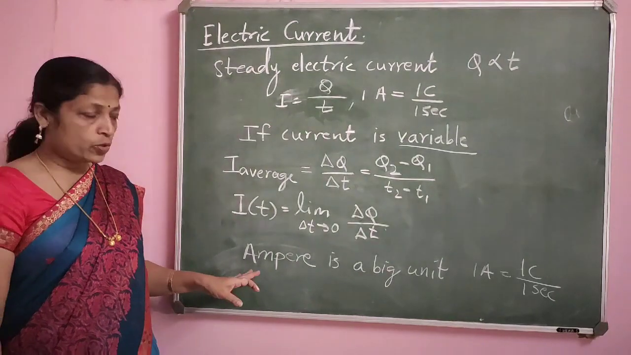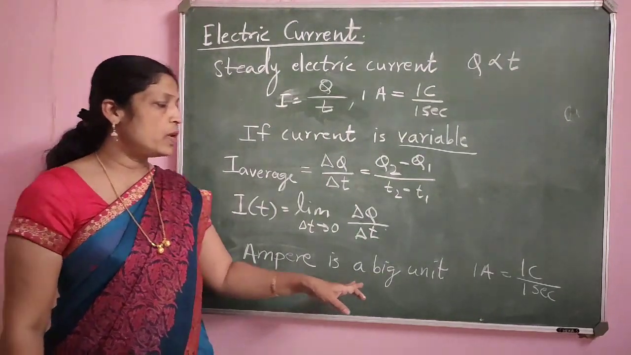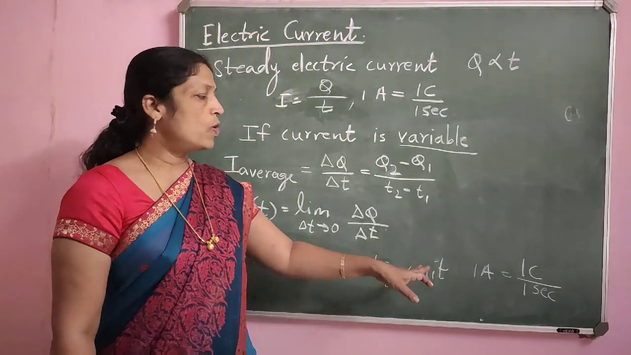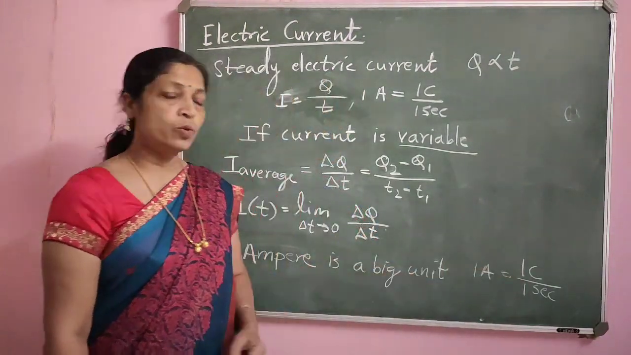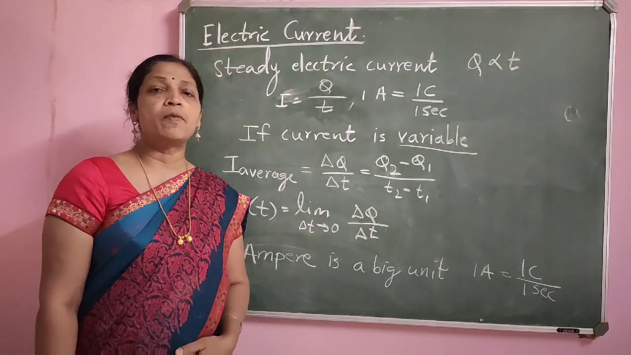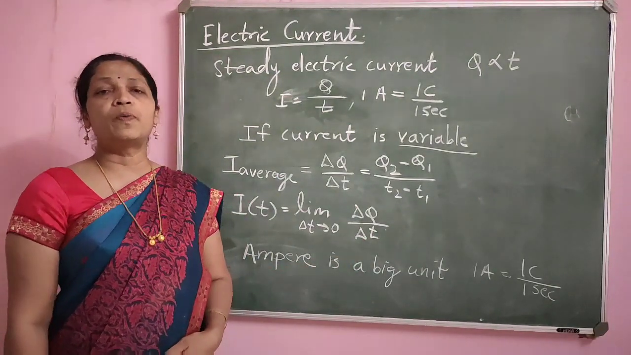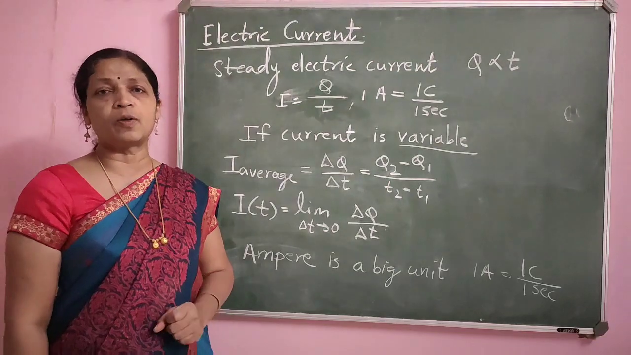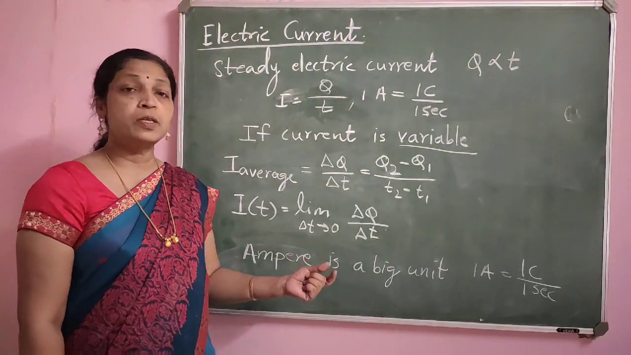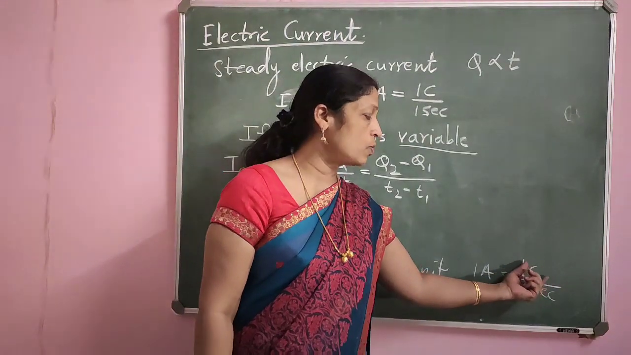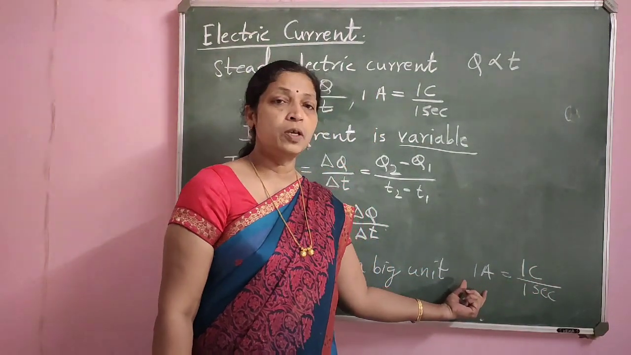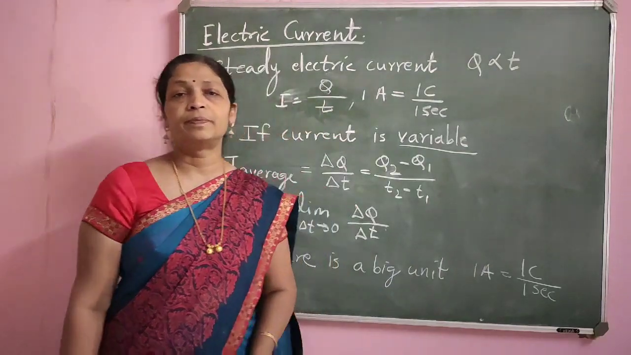Ampere is the unit of current, but this is a very big unit. As we know, 1 ampere equals 1 coulomb per 1 second. But what is a coulomb? In 1 coulomb, we have nearly 6.25 into 10 to the power 18 electrons. 1 ampere is a big unit because such a tremendous amount of electrons flow in 1 ampere.